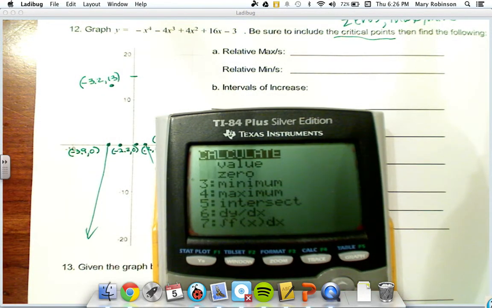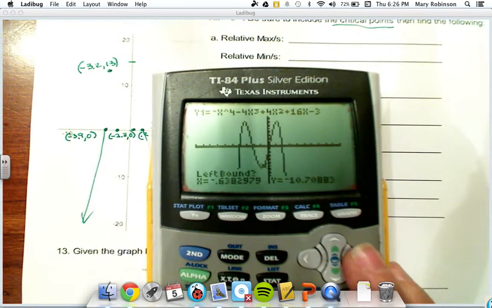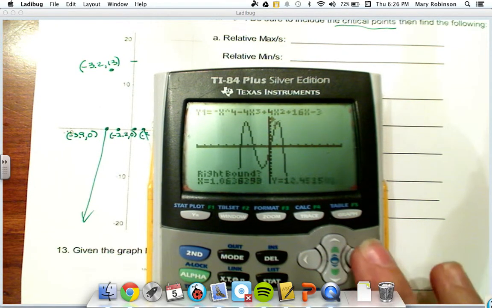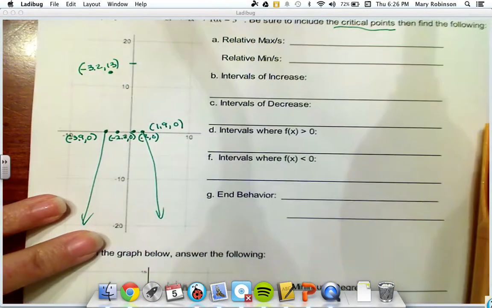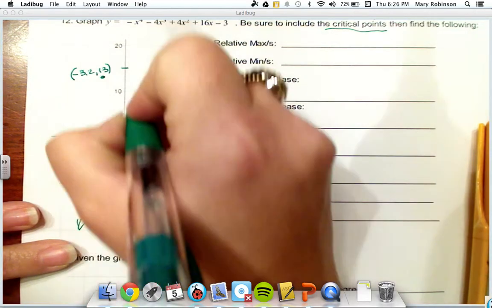Second trace max. And go over here and find the one on the right. Notice I'm on the left side of the maximum point, so I'm going to hit enter. Arrow over till I'm on the right side, hit enter. And then just hit enter one more time. So 1.2 and 13.